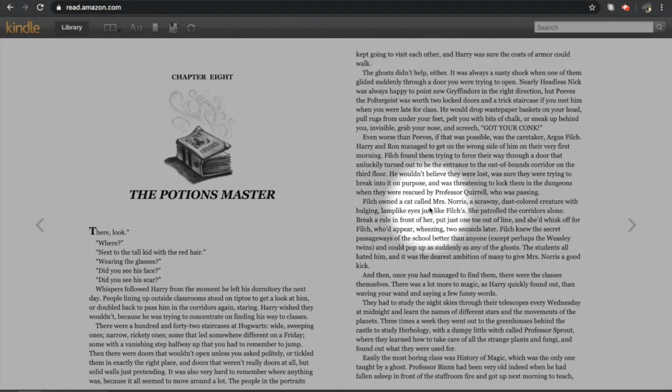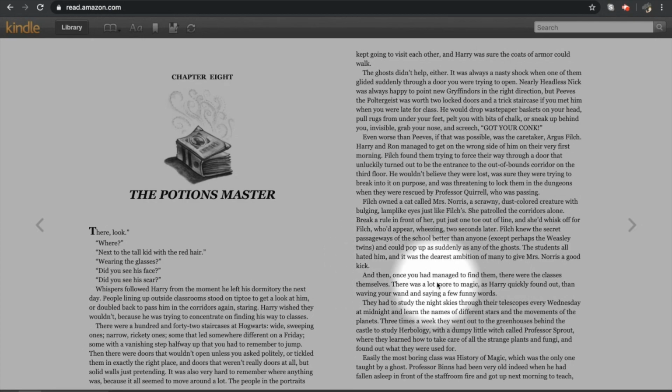Filch owned a cat called Mrs. Norris, a scrawny, dust-colored creature with bulging, lamp-like eyes, just like Filch. She patrolled the corridors alone. Break a rule in front of her, put just one toe out of line, and she'd whisk off for Filch, who appeared wheezing two seconds later. Filch knew the secret passageways of the school better than anyone, except perhaps the Weasley twins, and could pop up as suddenly as any of the ghosts. The students all hated him, and it was the dearest ambition of many to give Mrs. Norris a good kick.